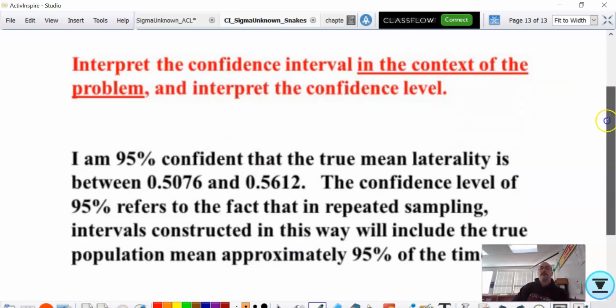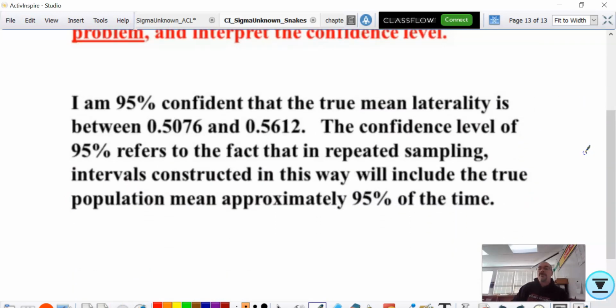All right. I am 95% confident that the true mean laterality is between 0.5076 and 0.5612. The confidence level of 95% refers to the fact that in repeated sampling, intervals constructed in this way will include the true population mean approximately 95% of the time.